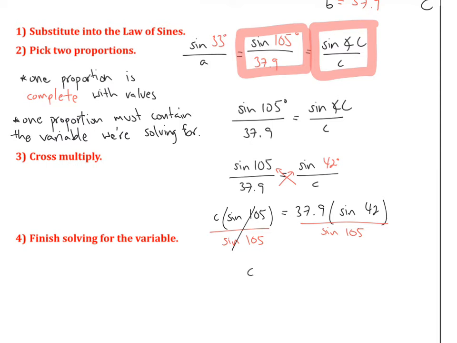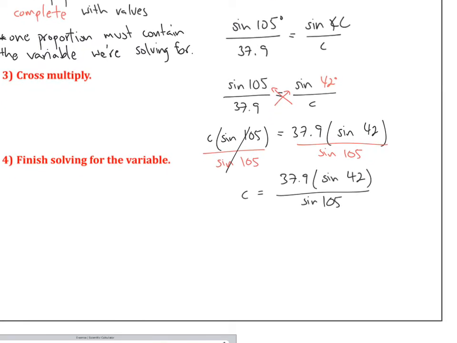So we divide both sides by sine of 105. All right, so on the left side, things cancel out, and we are left with C is equal to 37 and 9/10 times sine of 42 degrees, all divided by sine of 105. Now, because we need to actually get a number, a value for an answer, we're going to take this and put it right into a calculator.